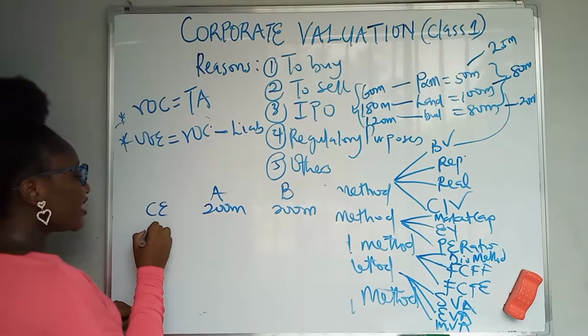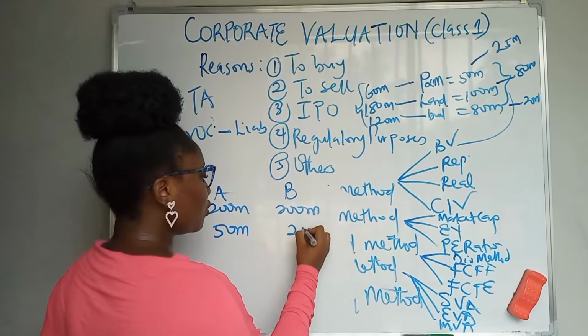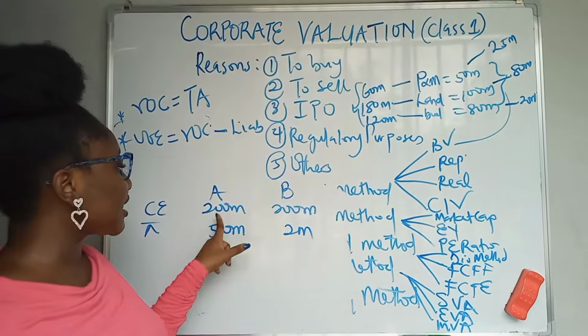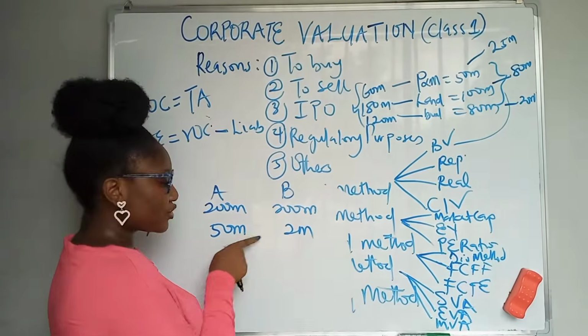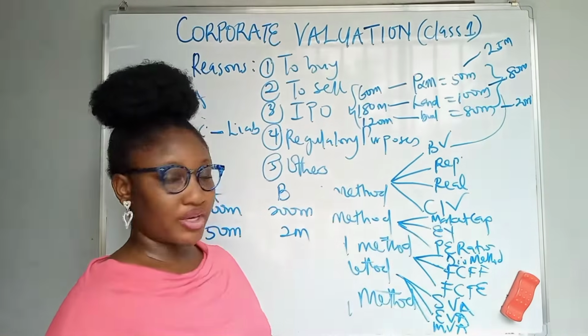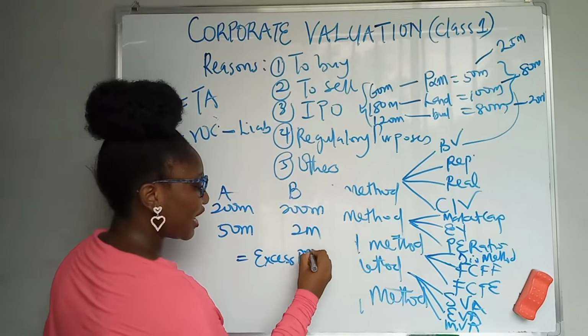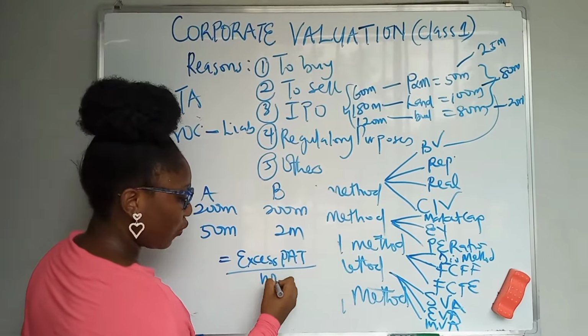Okay, and then A is making a profit of say 50 million, but B is making a profit of 2 million. Can you see that even if they both have the same assets, their profit is not the same? So sometimes the difference in profit is caused by the intangible value. So to calculate this intangible value is what? Excess profit after tax over the WACC.